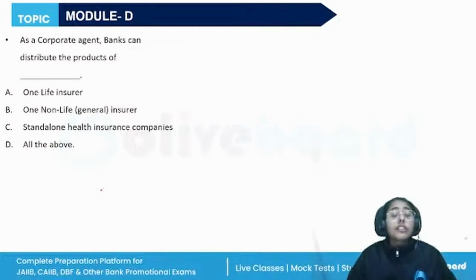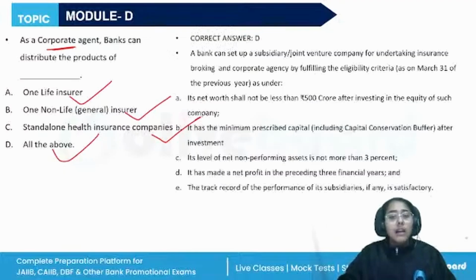Banks can also distribute the insurance products as a corporate agency. So, banks can distribute the products of one life insurer, one non-life insurer, standalone health insurance companies, or all of the above. So the bank can set up a subsidiary or a joint venture for undertaking the insurance, and they can also act as a corporate agency.